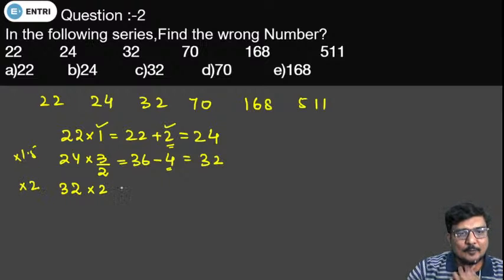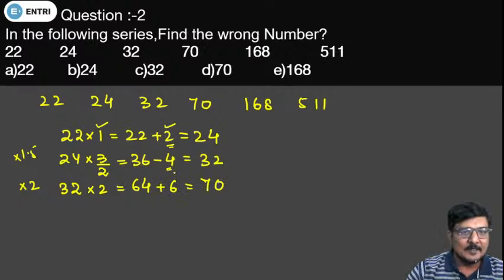Okay, so 32 into 2 will give you 64, and then we will be adding 6 and we will be able to achieve 70. So the logic is multiplied by 1, multiplied by 1.5, multiplied by 2. So the next number should be multiplied by 2.5. 2.5 means 5 by 2. So this will give you 35.